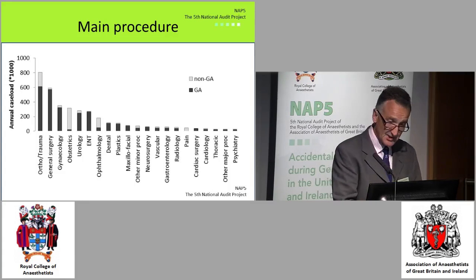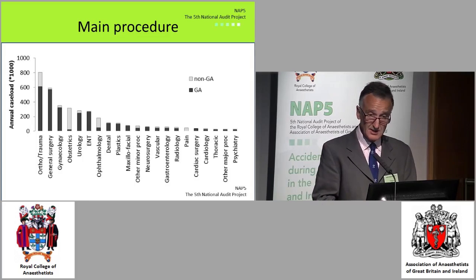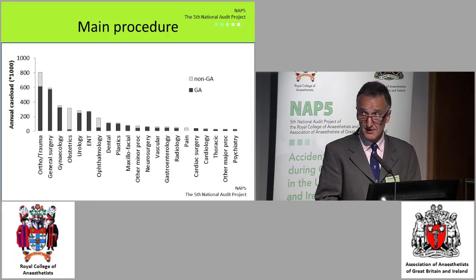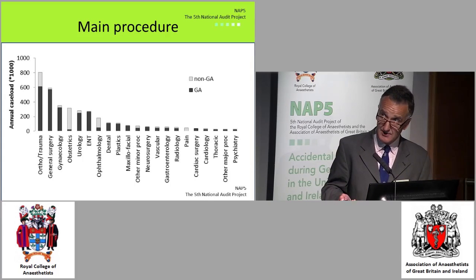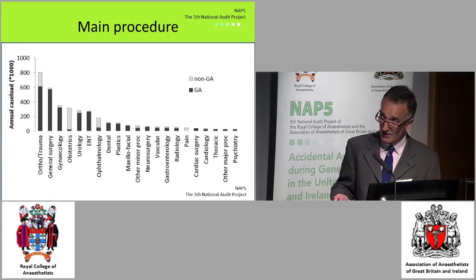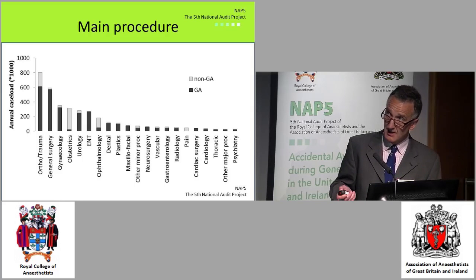The main procedures. You think this is quite a complicated graph, but really, honestly, this took me a few minutes to create. I've got the annual caseload up the y-axis and all the main procedures here, and I divided them into GA and all the other types of care not involving unconsciousness. You can see that orthopedics, general surgery and gynecology have the lion's share of the caseload, and obstetrics is a big caseload, but only a very small amount, about 10%, is general anaesthesia.